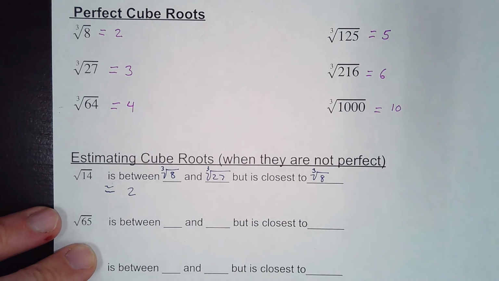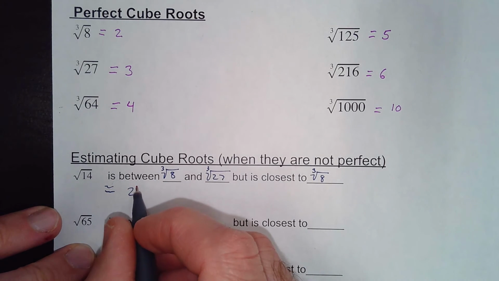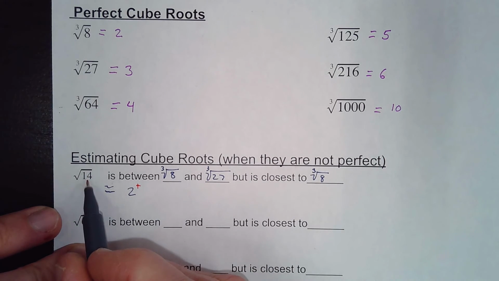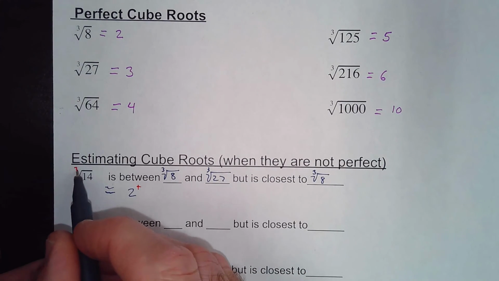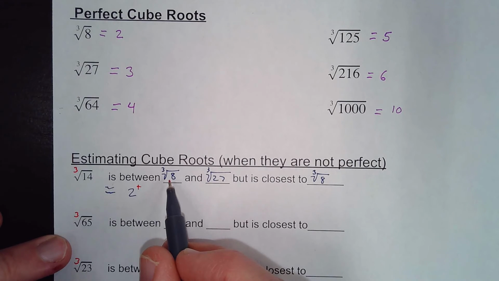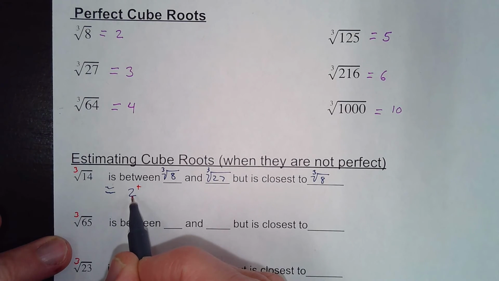Sometimes I like to make myself a little note next to it, so I put a little plus sign up here just to remind myself this is bigger than 2. Since 14 is bigger than 8, the cube root of 14 is bigger than the cube root of 8. The cube root of 8 is 2, therefore this must be bigger than 2.